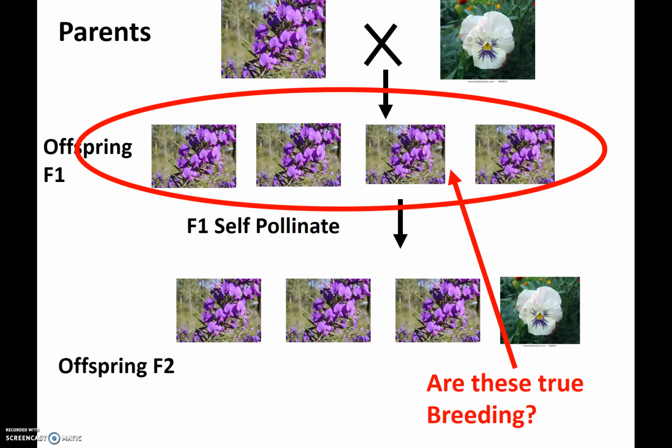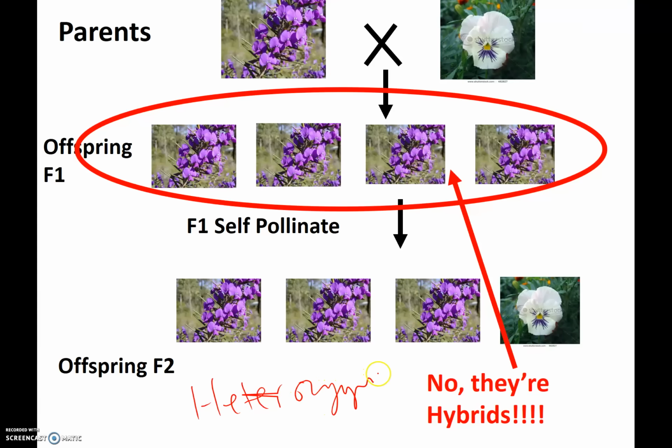When we look at this F1 offspring, are they true breeding? If they were true breeding, then all of the F2 would be purple. But we have this one flower that has white flowers. So no, these are not true breeding. These are actually called hybrids. The other word for hybrid is heterozygous.